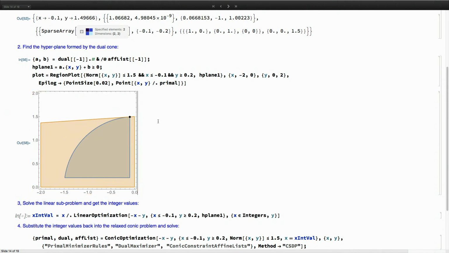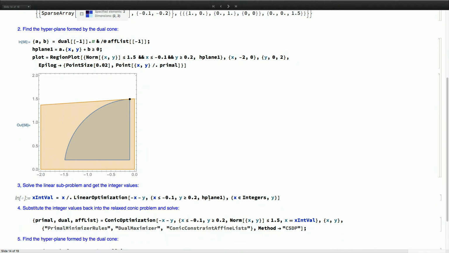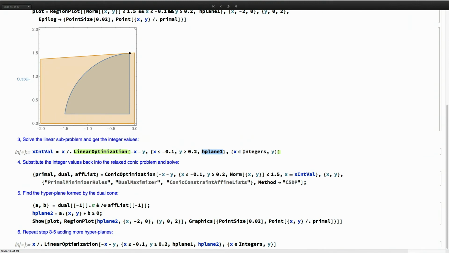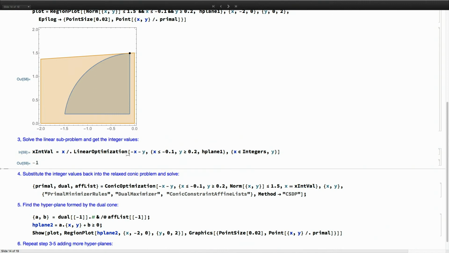Okay. So now that we've computed this half space plane, we plug that into our linear optimization problem, which you see right here. I'll just pull that up. And you specify that the x is an integer. Okay. That gives you, and then you extract the integer value from it. Now that you know a first guess of what the integer value is, you plug that back into your original conic optimization problem, solve again, and you get a new result.